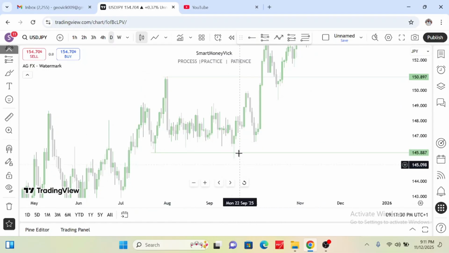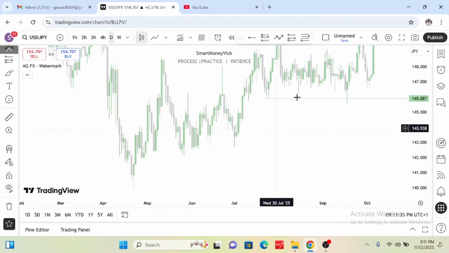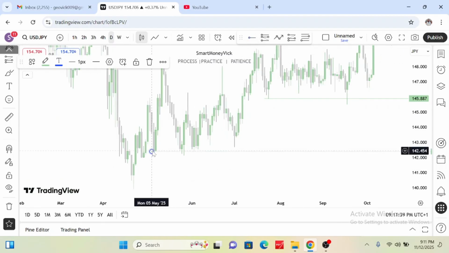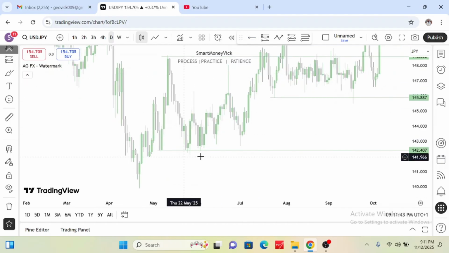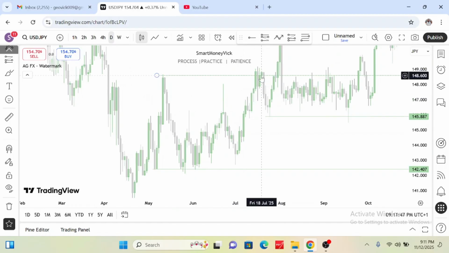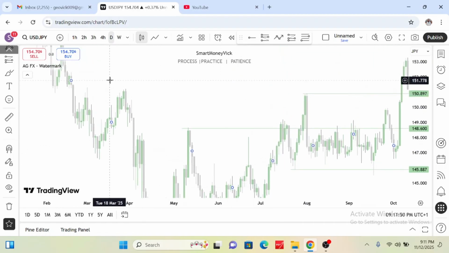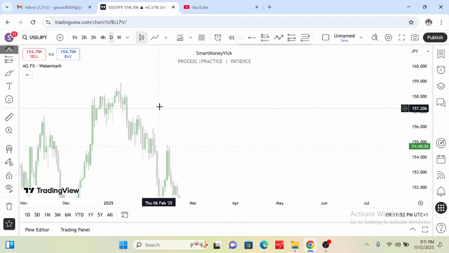Notice how price took out the swing low. We went for the high. In the same way, look at this guy. This is a swing low, right? This is a swing high. Notice how we took out the low instantly. We went for the high. So it keeps going on and on.